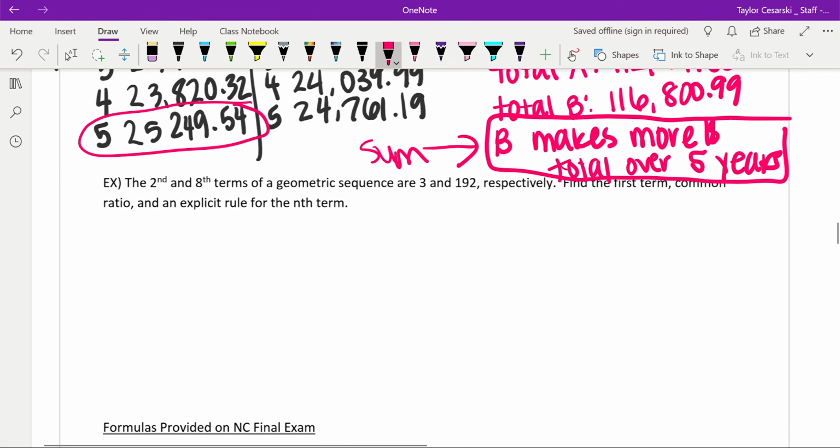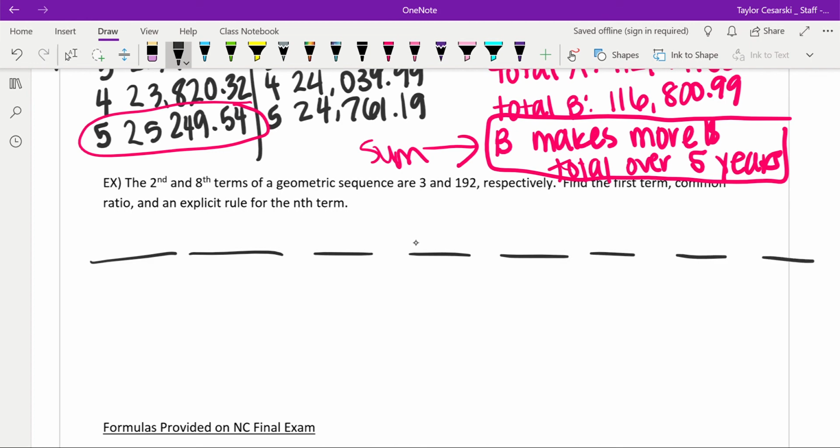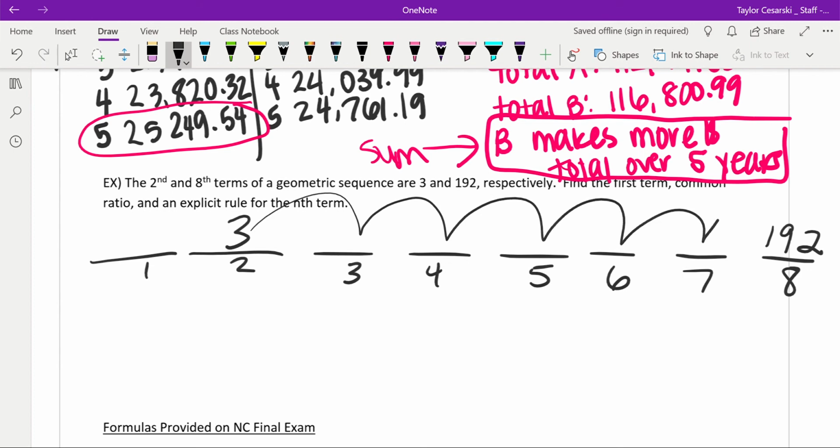All right, last one. So it says the second and eighth terms of a geometric sequence are 3 and 192 respectively. So I'm going to go ahead and number 1, 2, 3, 4, 5, 6, 7, 8. 3 and 192. All right, so I have that. Okay, find the first term, the common ratio, and the explicit rule. So we know it says it's geometric, so we're multiplying by the same number each time. So 1, 2, 3, 4, 5, 6. All right, so 3 times, so 6 numbers.